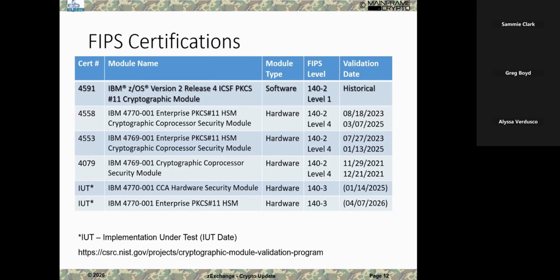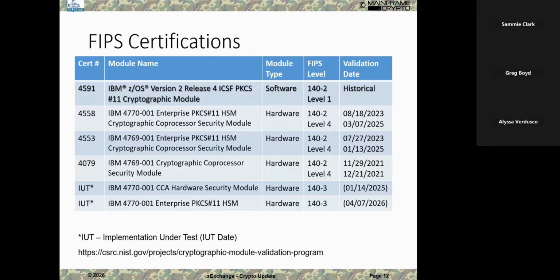The other thing that comes into play here is that with the availability and the switch to FIPS 140-3, NIST is going to move all of those FIPS 140-2 certifications to the historical list. Some have already moved, and the rest of them are scheduled to move in August of this year. So come August, 4558, 4553, and 4079 are going to move to the historical list. Once again, it doesn't mean that they're no longer secure. It just means, yeah, they're kind of old and you want to get up into the current world.